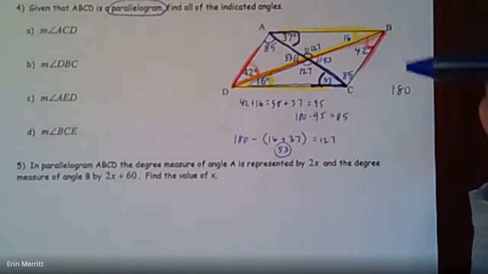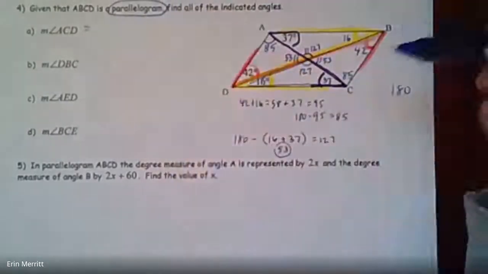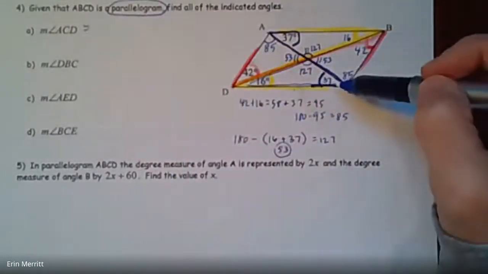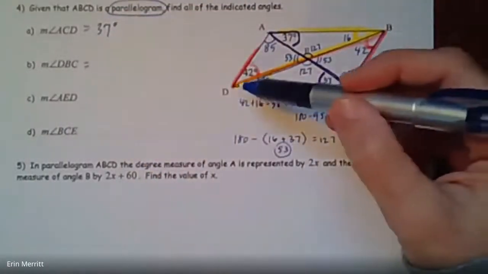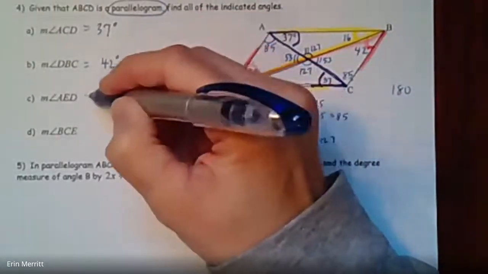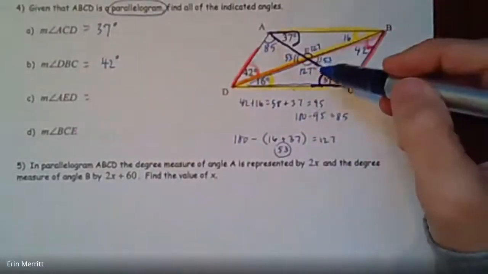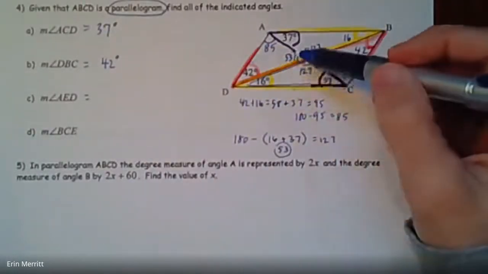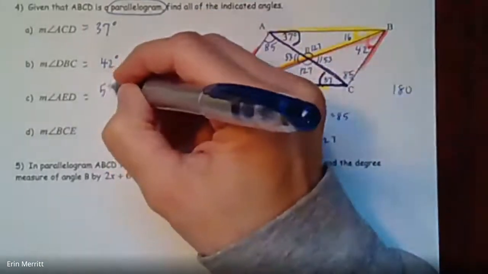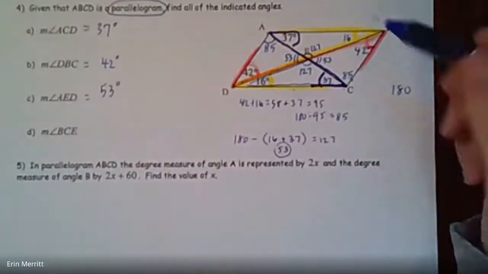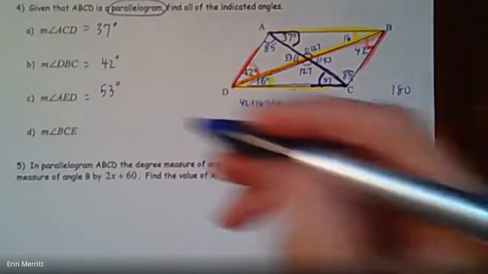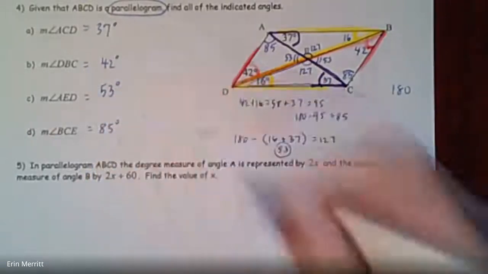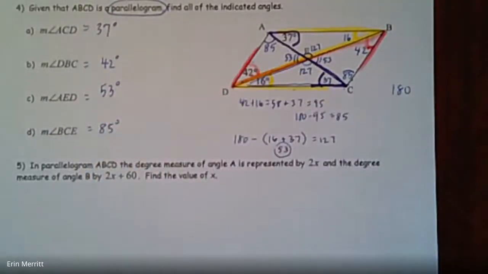Okay, so now what angles did they even ask us for? Well, ACD, trace carefully. ACD, that's this guy. That was 37. DBC, that's this top corner. That was 42. Angle AED, that's this one on the left here. That's 53. And then measure of angle BCE, that's this guy right here. That's 85. So basically every single angle we solved for, they asked.